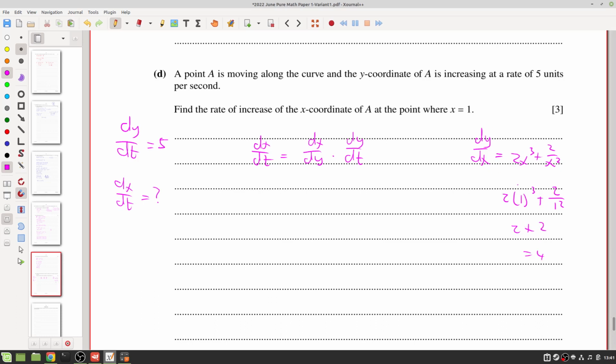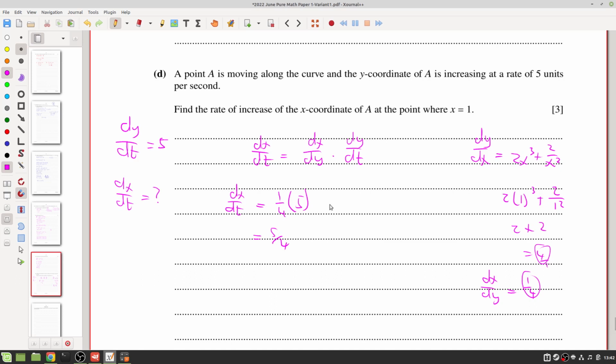So dy dx equals 4 at this point, which means dx dy is just the other way around. That equals 1 over 4, right? So this is 4 over 1, this is 1 over 4. I mean dx dy. Okay, so dx dt equals dx dy at this point, 1 over 4, times dy dt, which is 5. So that equals 5 over 4.